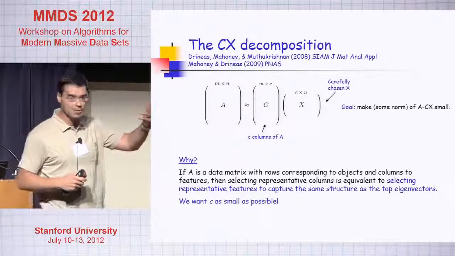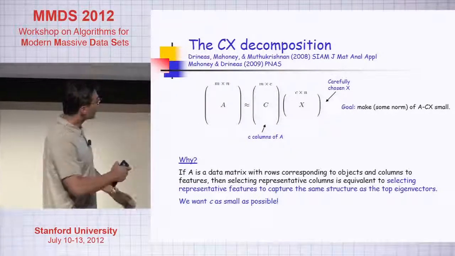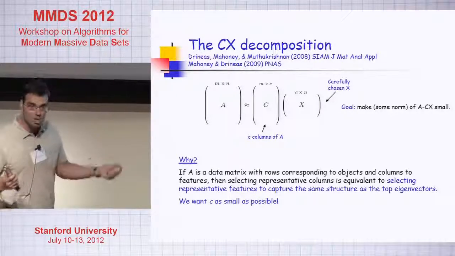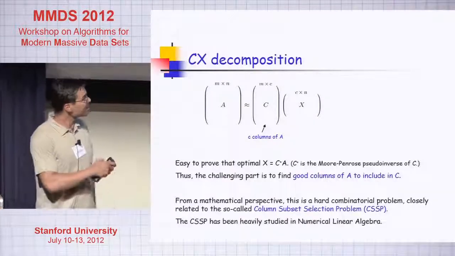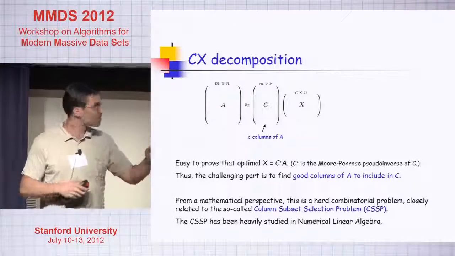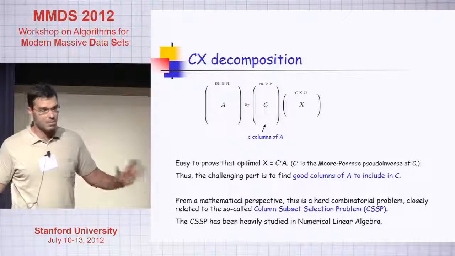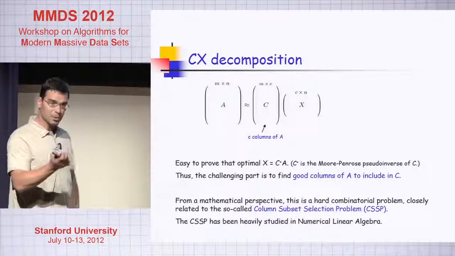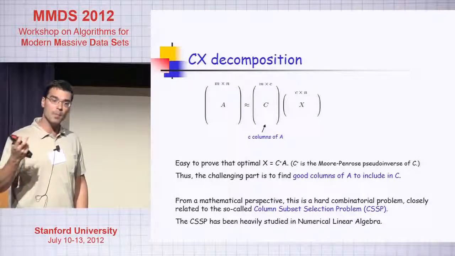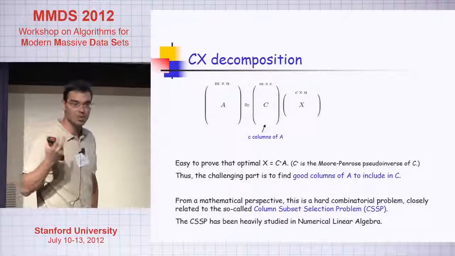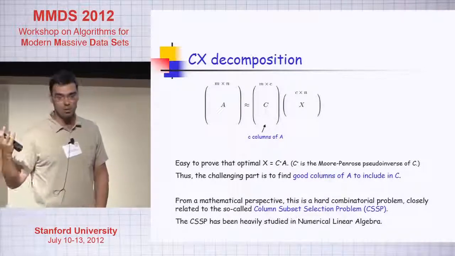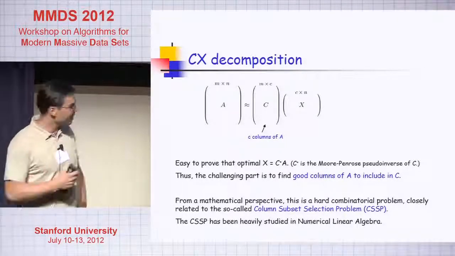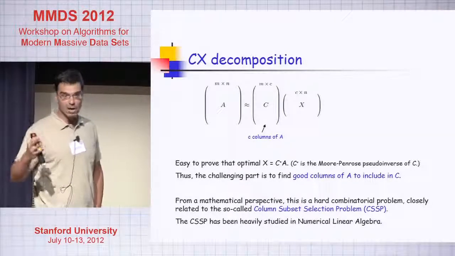You're doing basically feature selection. Of course, you want a small c and you want a small error. What is easy, what is difficult? Coming up with a good X is easy. It's basically just the pseudo-inverse of C times A, so that's no big deal. The difficult part is the combinatorial optimization problem of picking a representative subset of columns. So pick c columns that basically capture the structure in your data. How do you do that? That's combinatorial optimization. It's actually a hard problem.